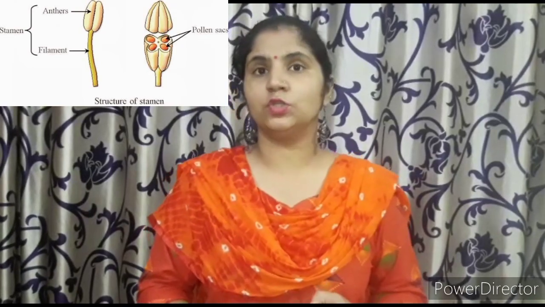Now anther contains pollen sacs, and each pollen sac contains pollen grains, and these pollen grains are yellow and powdery. So pollen sacs produce pollen grains, and these pollen grains are responsible for making gametes. These are known as male gametes, which are responsible for reproduction. One fact about androecium is that it is the male reproductive part of the flower, and it helps in the reproduction of a flower. Now we have discussed all the four whorls of the flower: calyx, corolla, androecium and gynoecium.